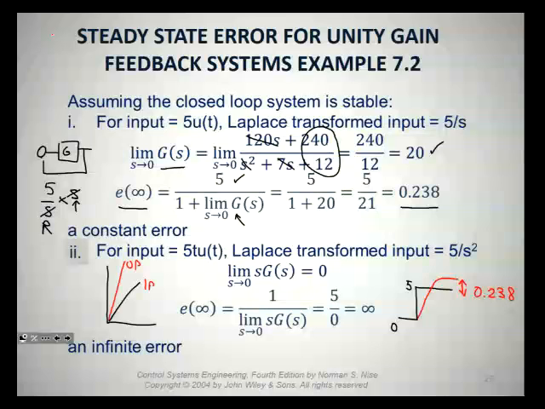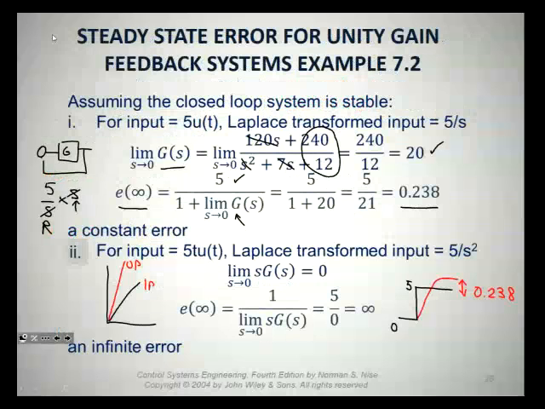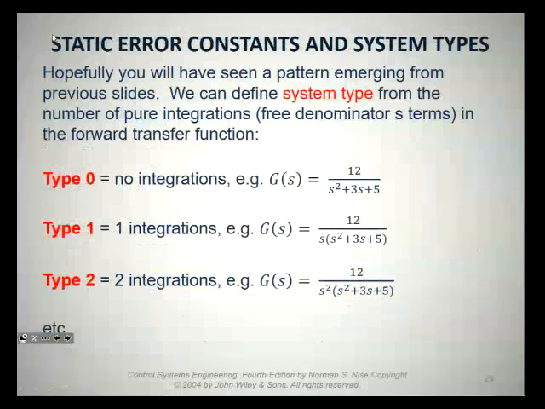And the error at time infinity will be infinite. Okay. Well, you've probably noticed that the number of S terms that you're multiplying by is equivalent to the system type. Does that make sense? No, that doesn't make sense. I'll just explain what I'm talking about there.